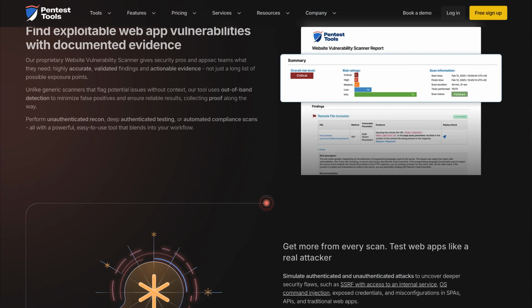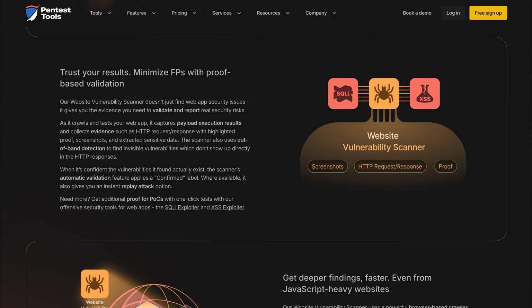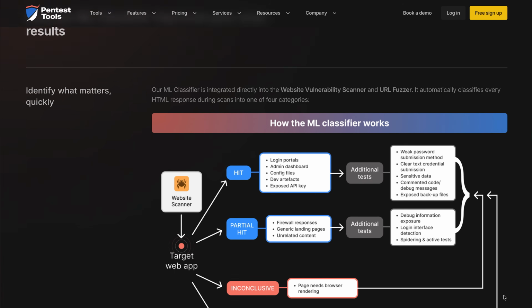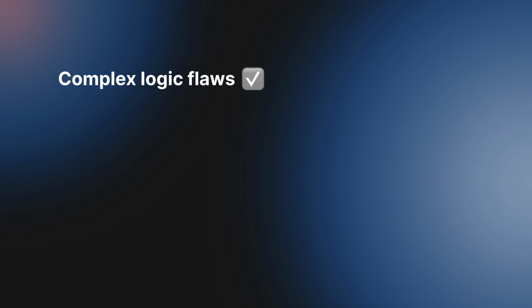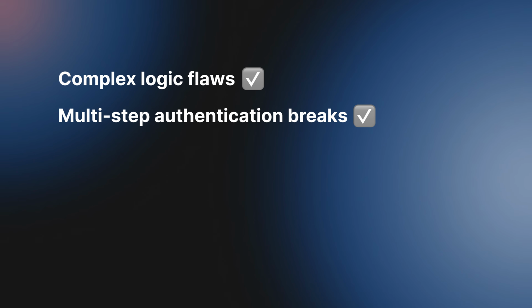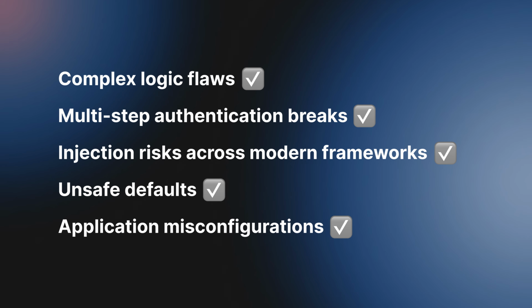You get full DAST scanning that goes far beyond checkbox testing. In addition to the OWASP Top 10, WebNetSec is tuned to surface the issues that are easy to miss in dynamic apps. Complex logic flaws, multi-step authentication breaks, injection risks across modern frameworks, unsafe defaults, and application misconfigurations that attackers routinely chain for maximum damage.